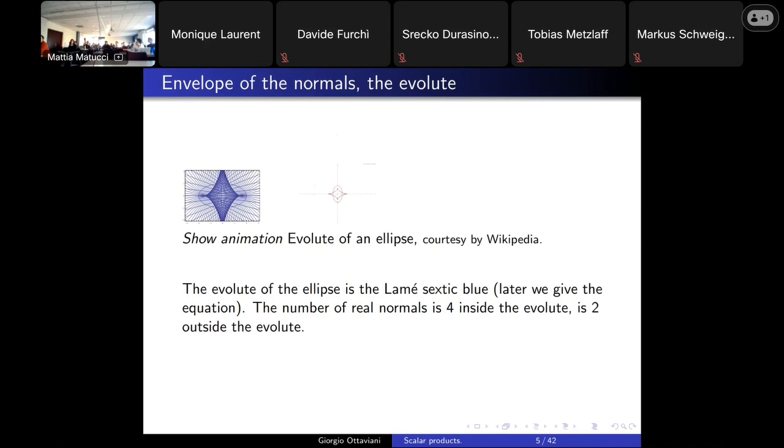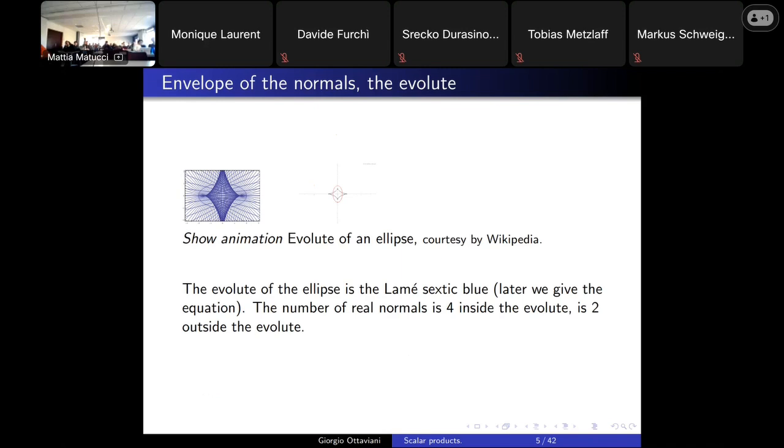How do you call the object that is traced? Maybe I did not tell the name. It's called the evolute. So for any curve, the evolute is the envelope of the normals. This is one definition. In the book, maybe you find another definition which is equivalent. For every curve, you compute the osculating circle, and the locus of the centers of the osculating circles is the evolute. They are equivalent. It's easy. It's an exercise to prove.